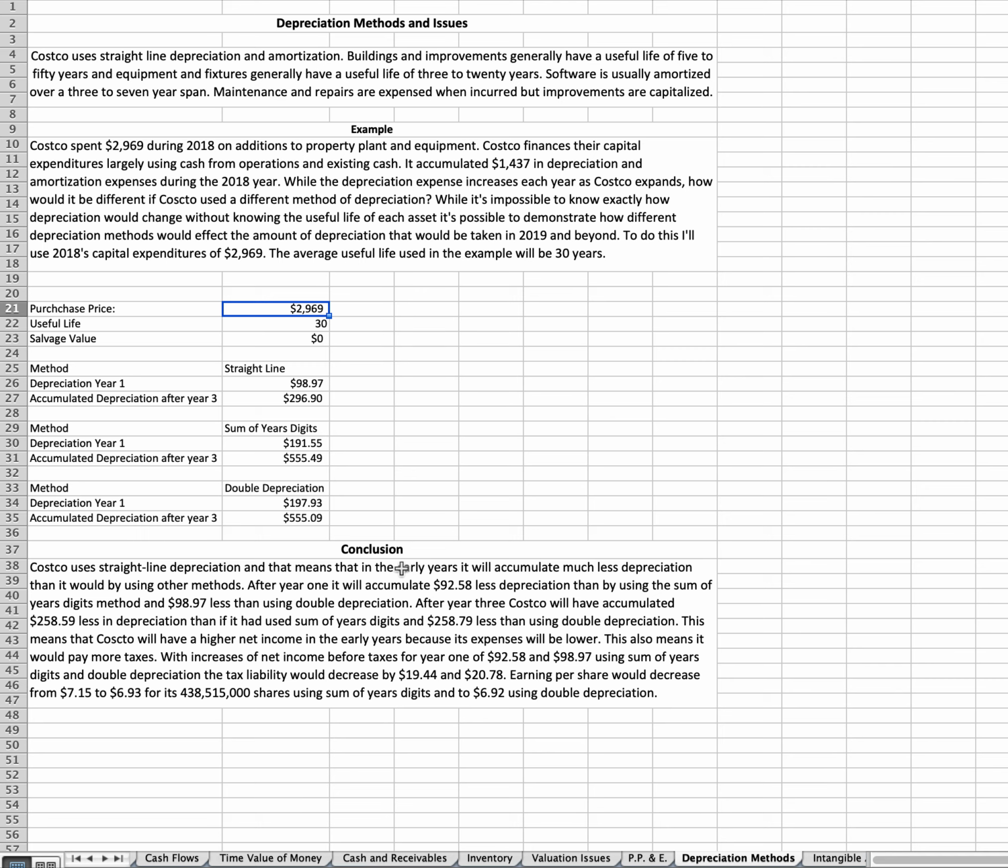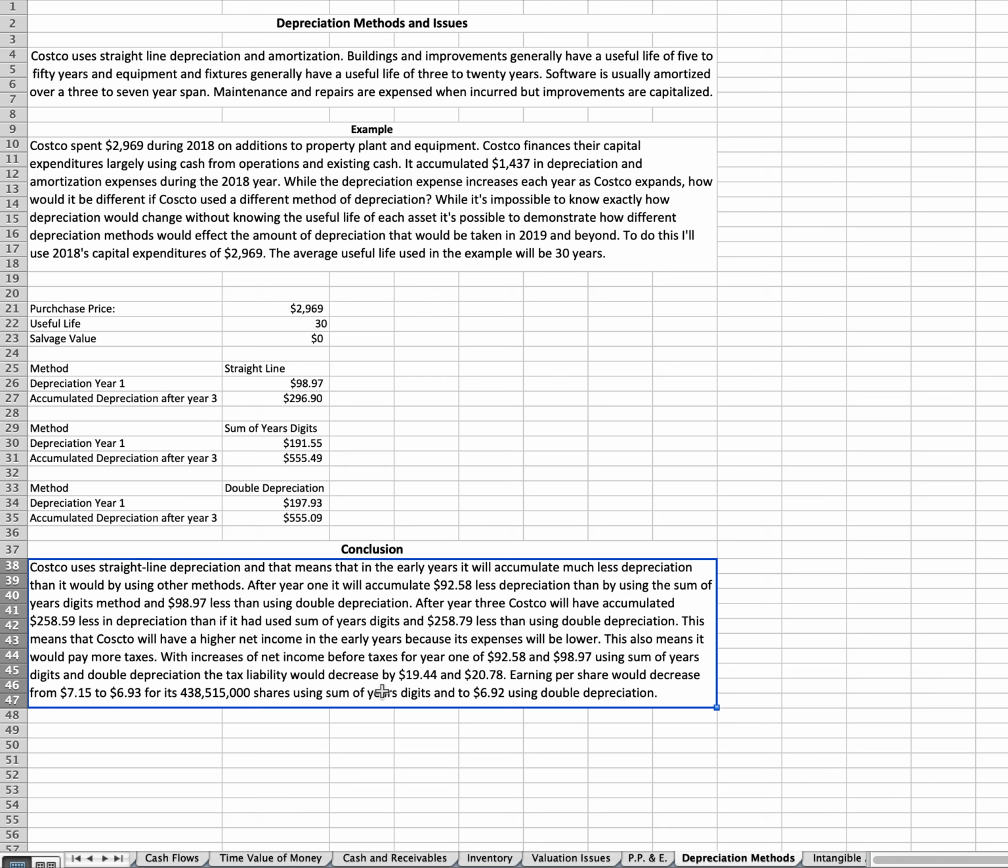lead to several issues, and it would be very different if they had used the double declining balance or sum of years digits. It can affect taxes if they would have used sum of years digits. Their tax burden would decrease by 19 million, and by 20.78 million by using the double declining balance.